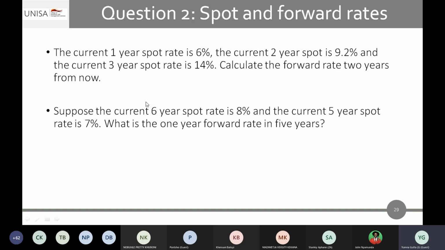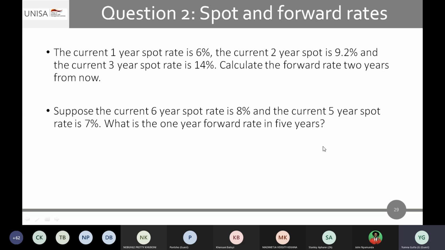So let me go back here so you guys can try the next question. Suppose the current 6-year spot rate is 8%. Now we're working with 6 years. And the current 5-year spot rate is 7%. What is the 1-year forward rate in 5 years? So this is the forward rate between year 5 and 6. So we begin with year 6 at the top. So we say 1 plus 8%, 1.08 to the power 6 over 1.07 to the power 5, minus 1, times by 100. Try that out and then we can look at the answer.